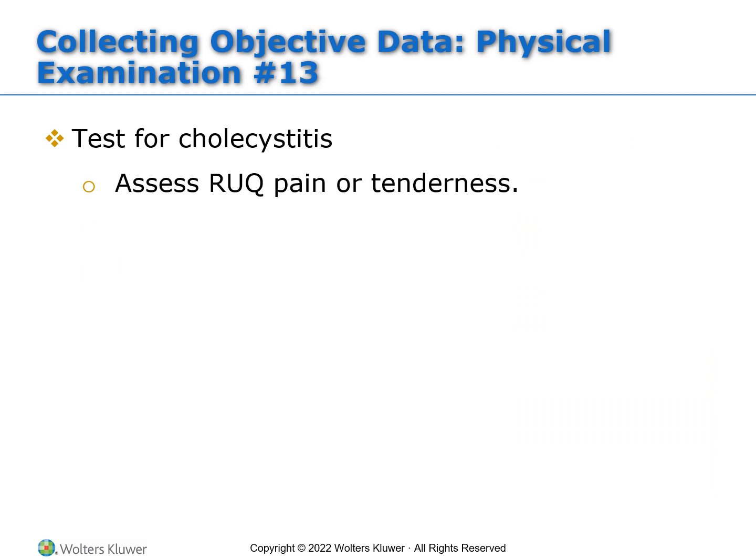And then we would check for cholecystitis by assessing for right upper quadrant pain or tenderness, which could suggest cholecystitis or inflammation of the gallbladder, by placing the fingertips under the liver border at the right costal margin and asking the client to inhale deeply. If the client has pain that causes them to hold their breath during inspiration, this is a positive Murphy sign and associated with acute cholecystitis.